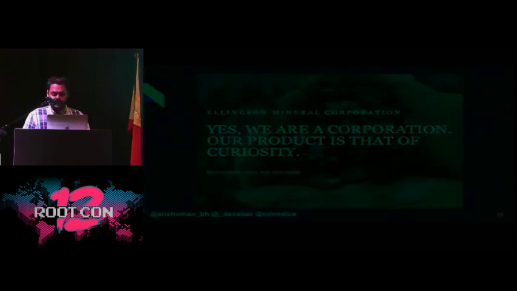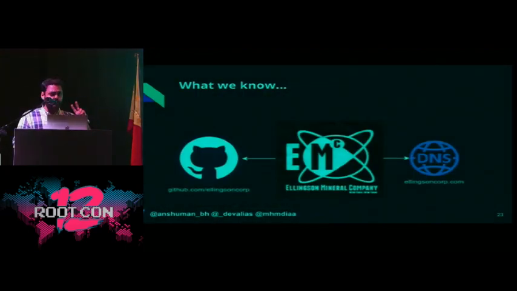So we have this company. We just know two things about this company. There is a GitHub repository. It's called Ellingson Corp. It's online right now, so you can go check it. And there's a main domain, ellingsoncorp.com, right? These are just two pieces of information that we know about this company.